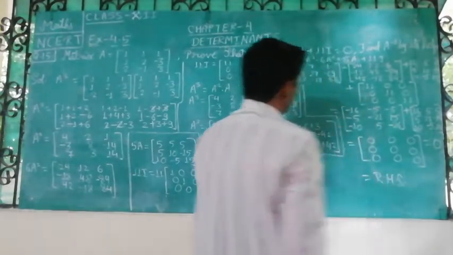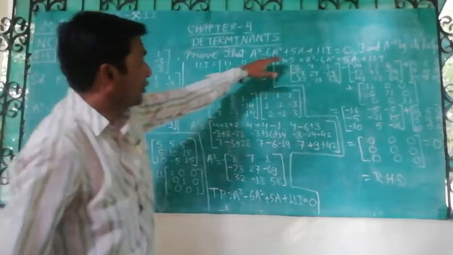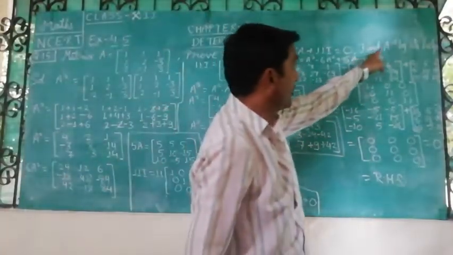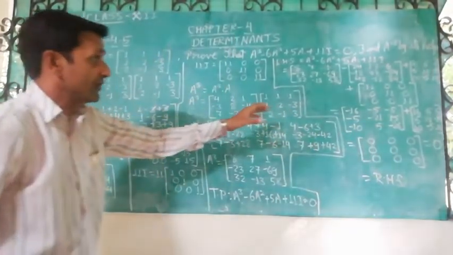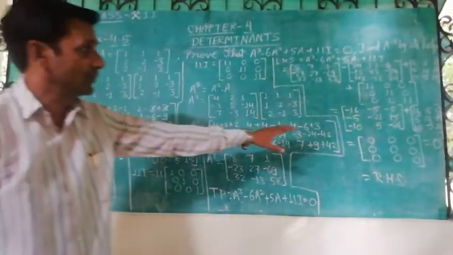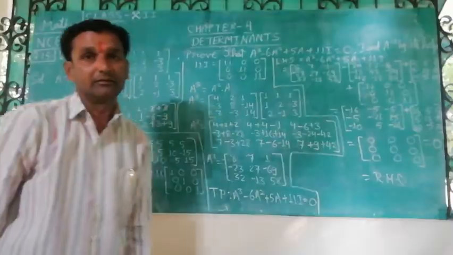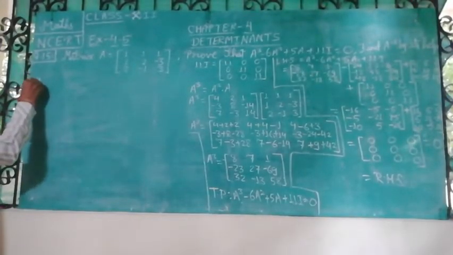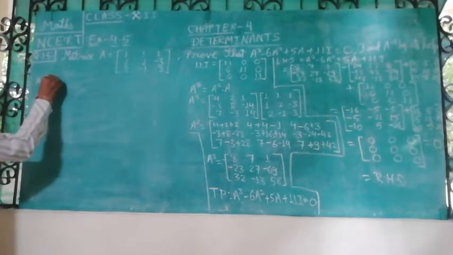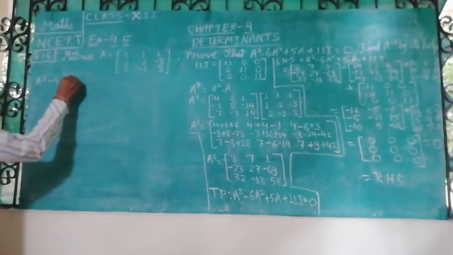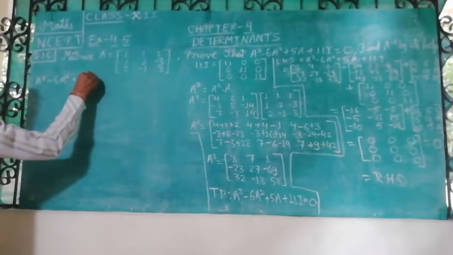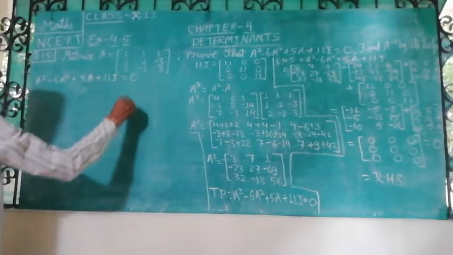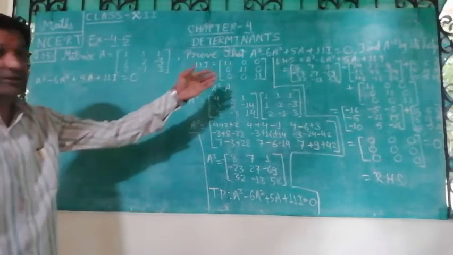This is only one part of the question that we have proved, that it is true. Now what do we have to do further? We have to find A inverse after this. So first of all, you have to proceed up to here. Now see, it is proved: A cube minus 6A square plus 5A plus 11I is equal to O, the 0 matrix, we can say. It is proved.